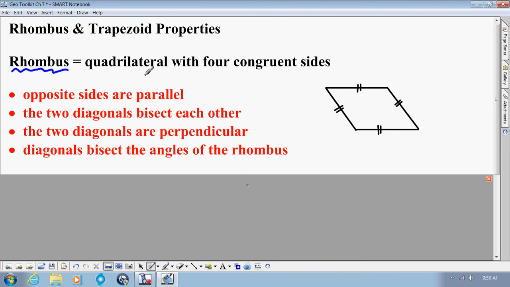And what is a rhombus? It's a quadrilateral with four congruent sides. And here's a picture of what it would look like over here. So go ahead and draw that picture. If we know it's a rhombus, here's four things that we also know about it that we are going to be able to prove in class.